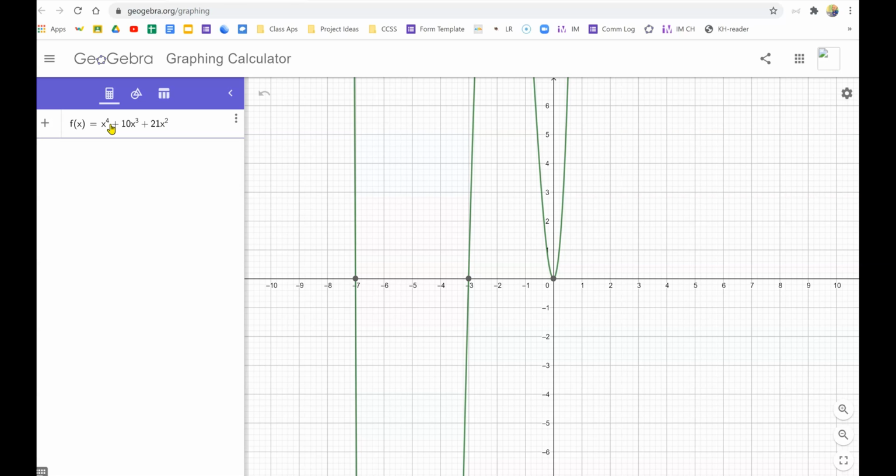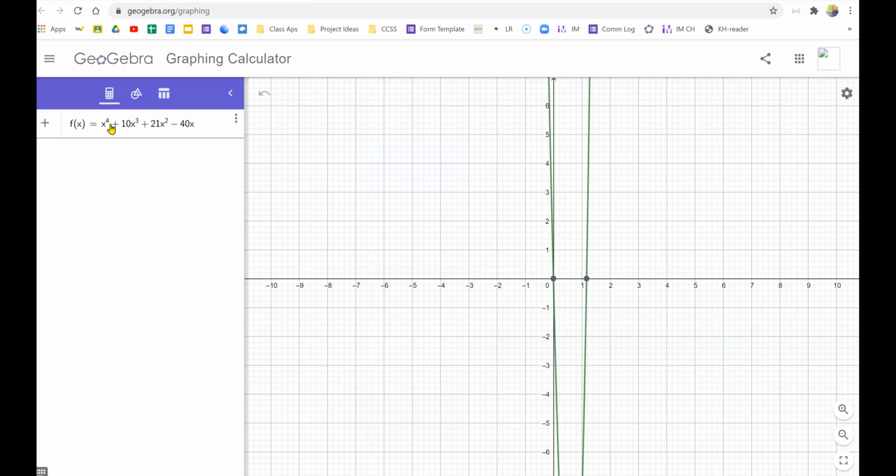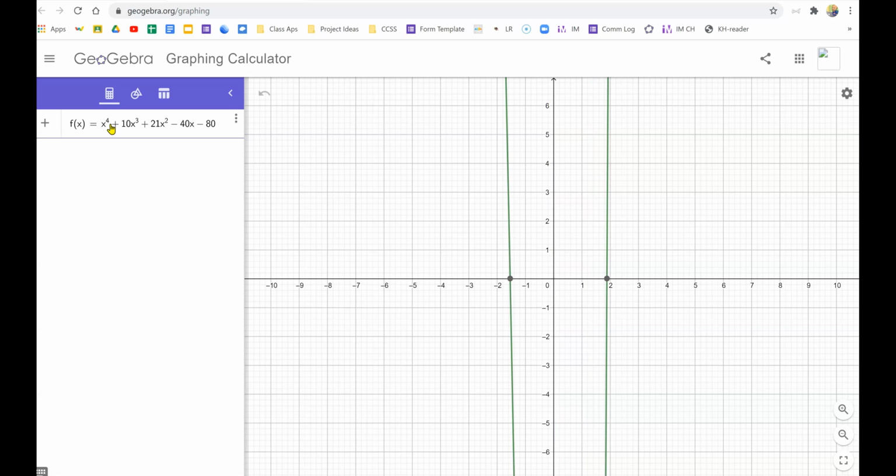Now, I keep saying arrow to the right, and I'm hoping you understand that on the keyboard you're going to push the right arrow button. That's going to take you in and out of the exponent. If you look at the second exponent where my cursor is, then it's minus 40x and minus 80. And there's the graph. Hit enter.